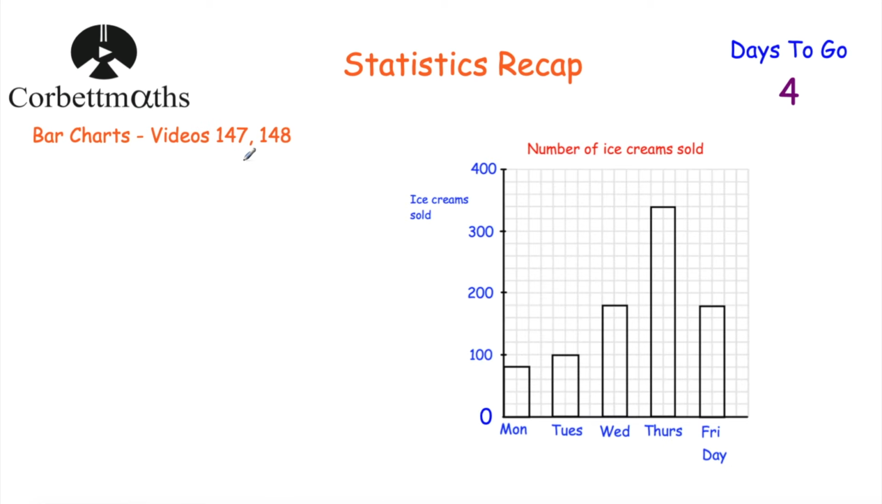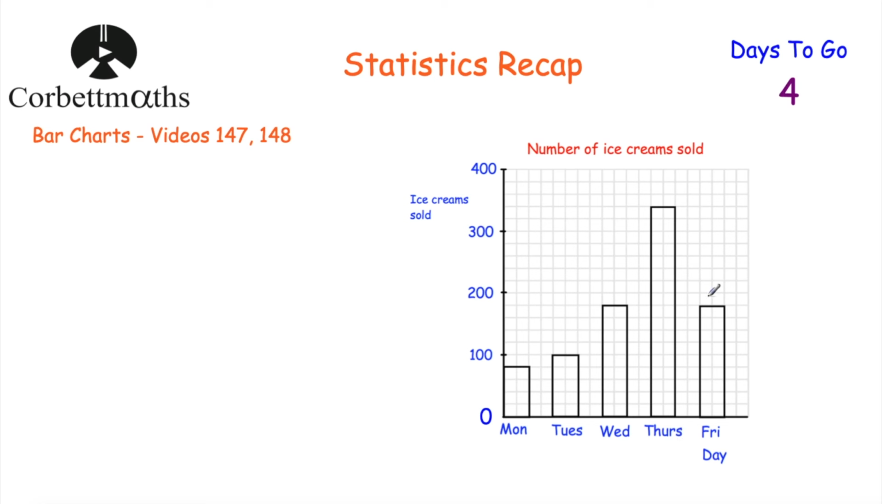Our next topic, bar charts. It's very important you know how to read bar charts and also answer questions involving bar charts. So here we've got a bar chart. Up the side we've got number of ice cream sold. So going up the vertical axis would always be the number of items sold or the frequency, and so on, going up vertically, and then horizontally will be what you're looking at, so each of the days here.